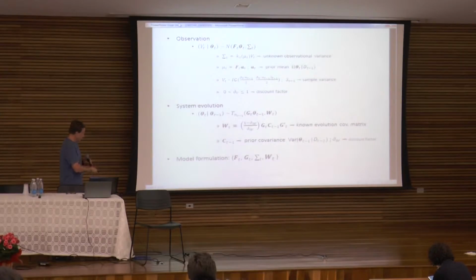This is the model formulation, where these are all known. The F's are the polynomial functions of the transition variables, and G_t, of course, is the system evolution, also fixed. The priors, basically the parameters, are set for the observational variance and the discount factors.